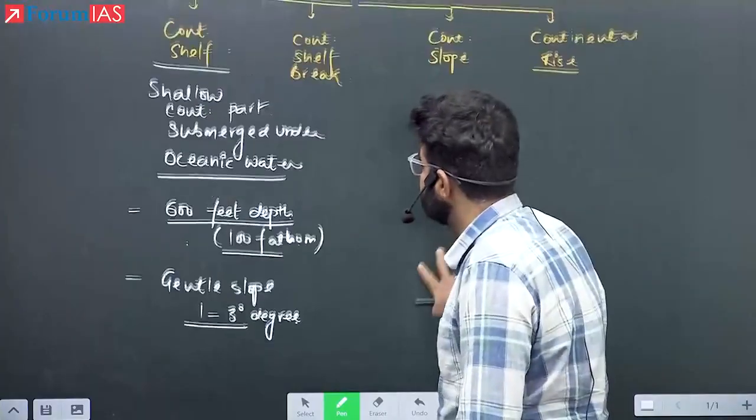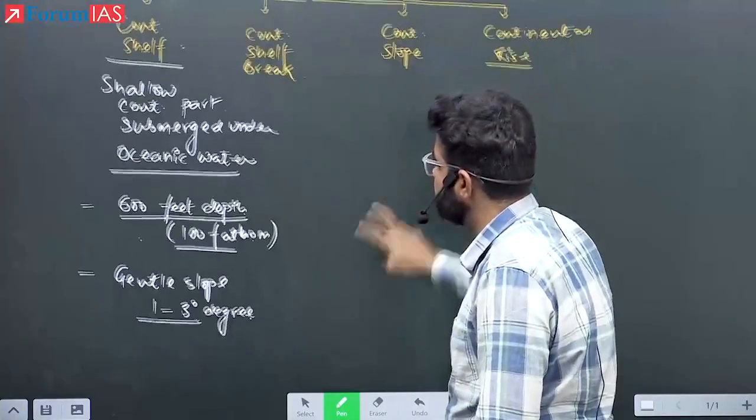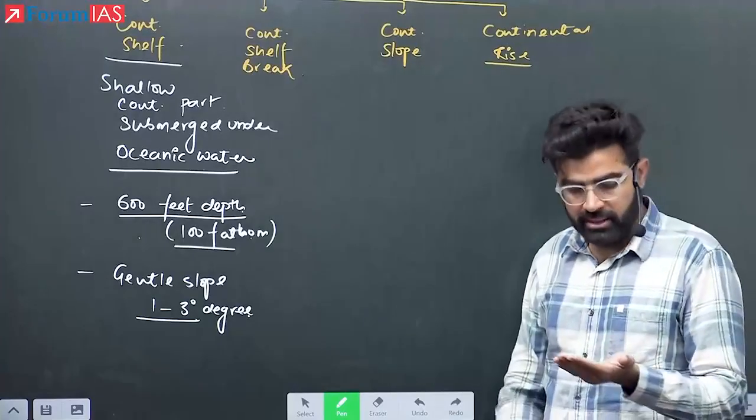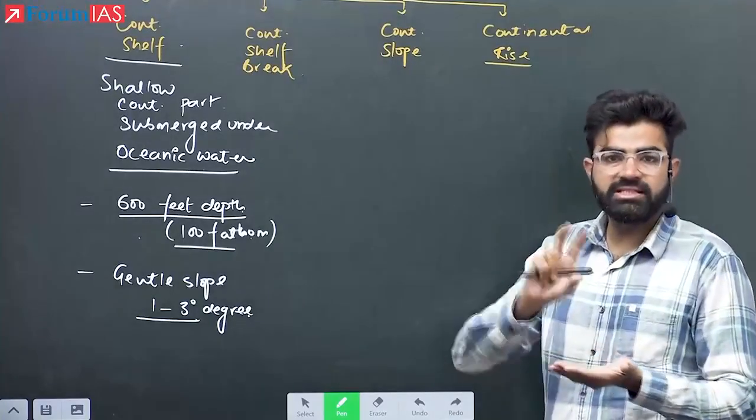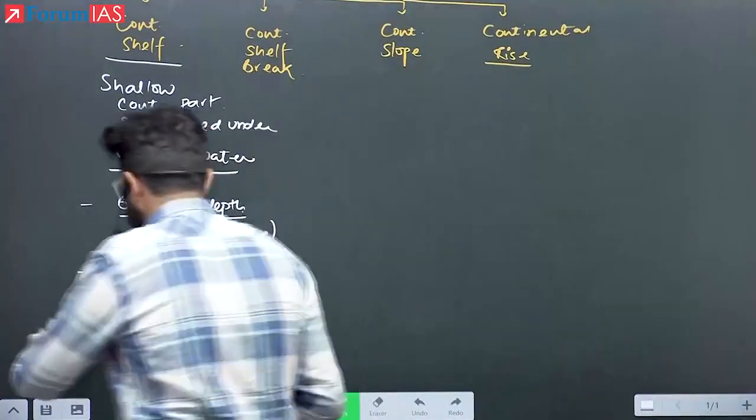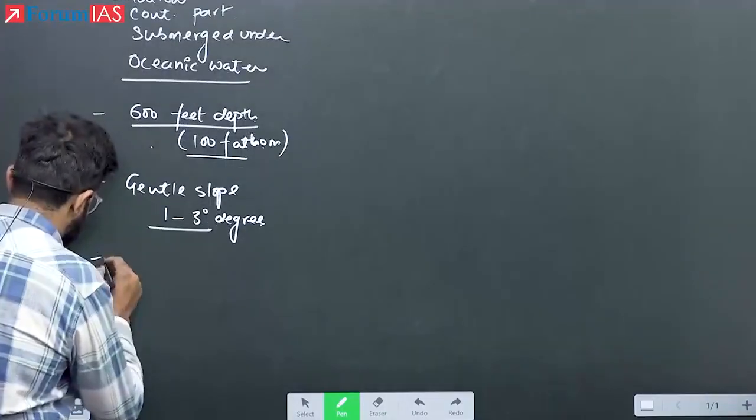The next point that you should remember about this continental shelf: can I say this is the shallow water area? Therefore, it is the area in which sunlight can penetrate easily. Yes or no? Yes. So this is also the area in which sunlight can penetrate.